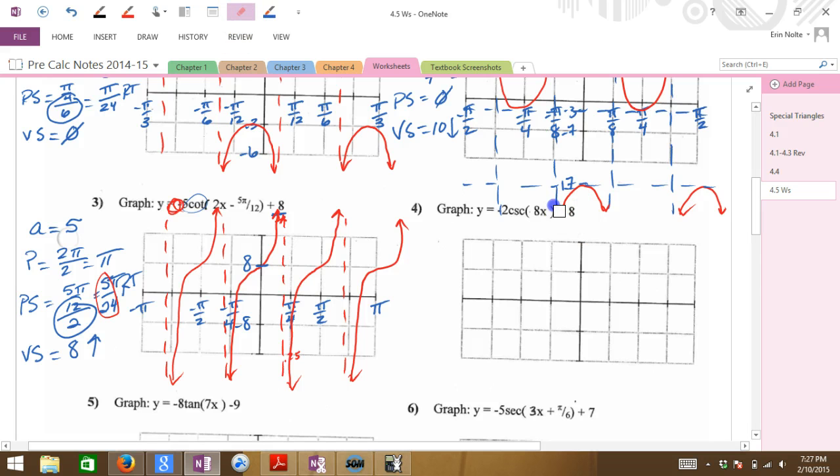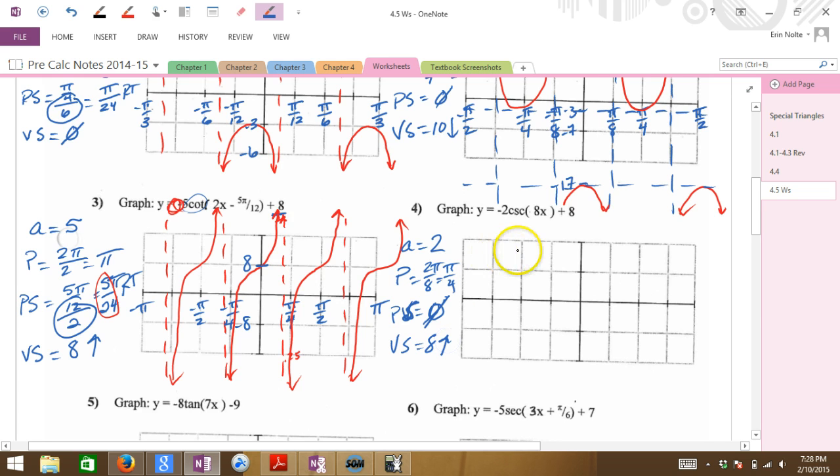First thing I'm going to do is erase what I got here so I can see what the function says. Alright, here we go. So amplitude 2, period, 2 pi divided by 8 makes pi over 4. Phase shift, there is no adding or subtracting within the parentheses, so no phase shift. Vertical shift is up 8.